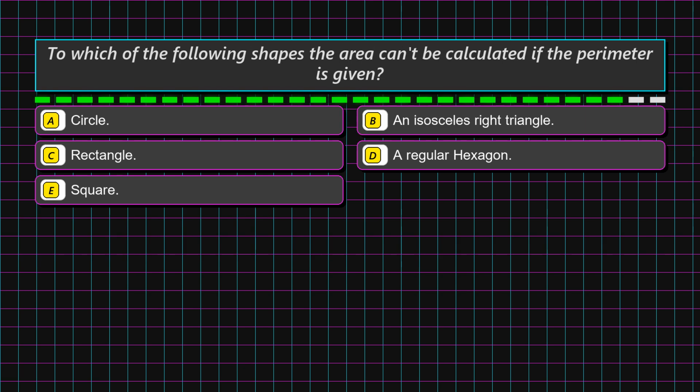Question 12. To which of the following shapes the area can't be calculated if the perimeter is given? Option A, circle. Option B, an isosceles right triangle. Option C, rectangle. Option D, a regular hexagon. Option E, a square.